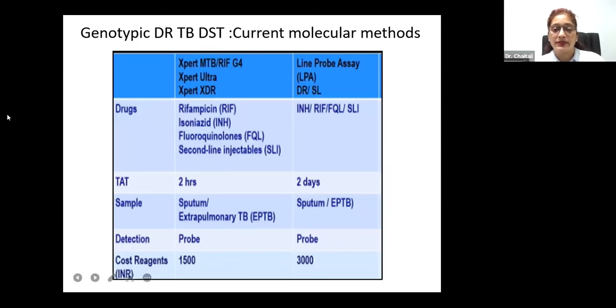These are the genotypic DRTB DST current molecular methods, which have already been discussed, but I'm just mentioning the detection, which is probe based, and the cost is around 1,500 rupees for one drug, whereas for line probe assay, covering both first line and second line, it is 3,000 rupees.